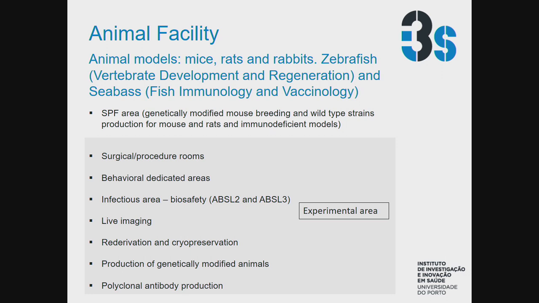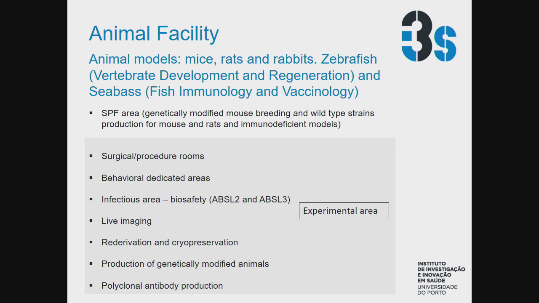All of them have anesthetic machines and all the equipment that the researcher needs to perform different procedures in animals. We have two behavioral areas, one for rat and another one for mouse. Both of them have animal rooms with inverted light cycle and testing rooms so that the behavior tests can be done in a separate area. We have two infectious areas, one for level two and another for level three agents, and I'll talk about these in the next slide. We have several imaging devices that we'll also talk about in the next slide.